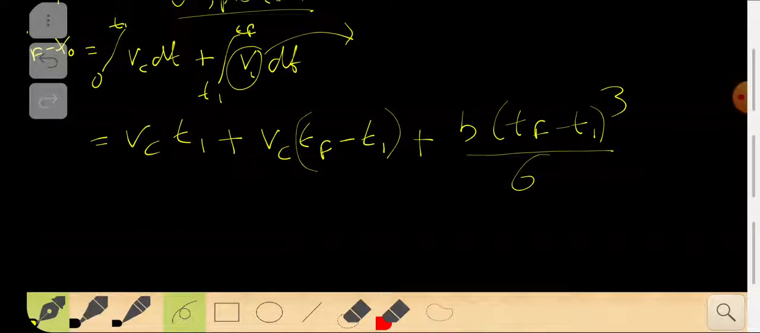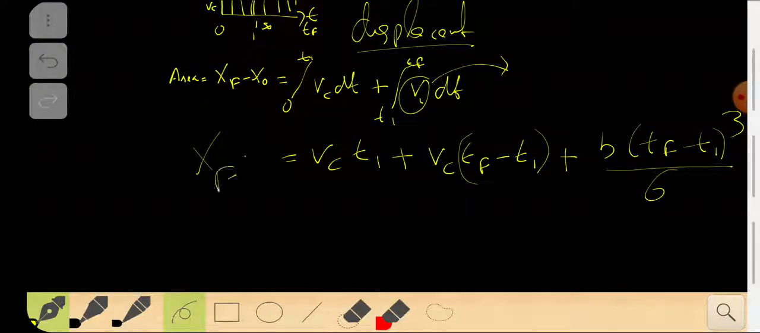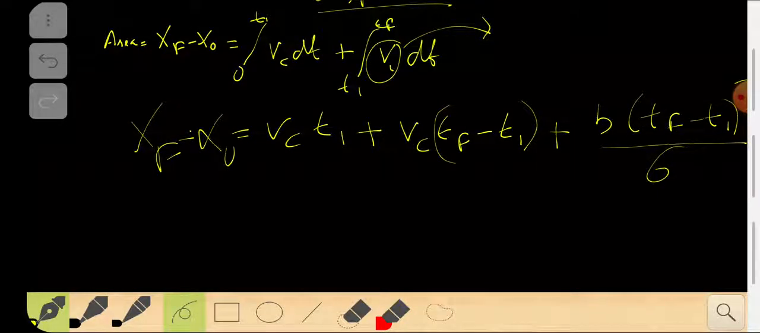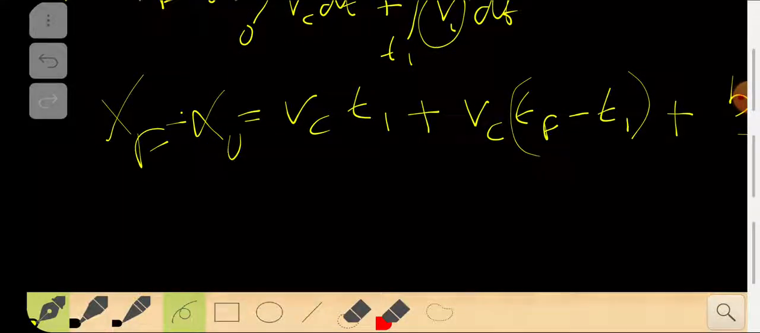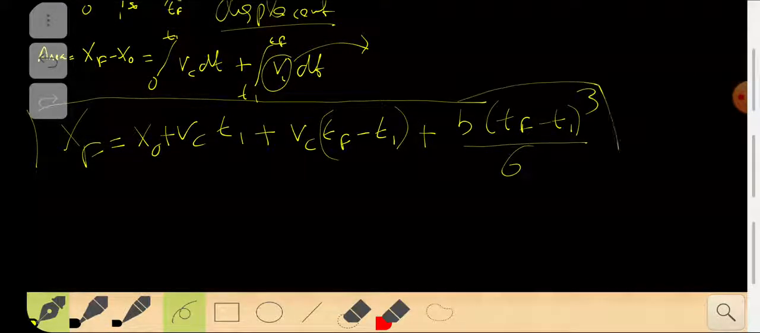Okay, you get that. Now what we can do is write down the equation of x final minus x0, right? So x final will be equal to x0 plus that. Okay, so that will be the x final. Now this is the equation of x final.